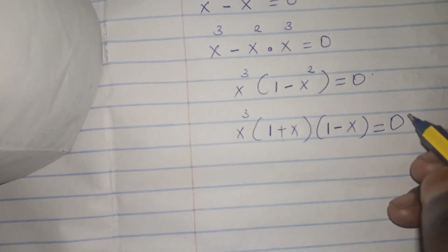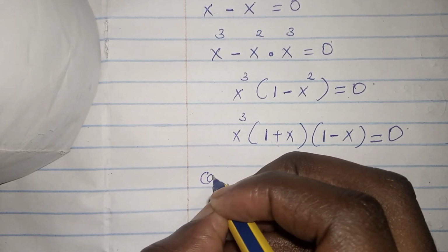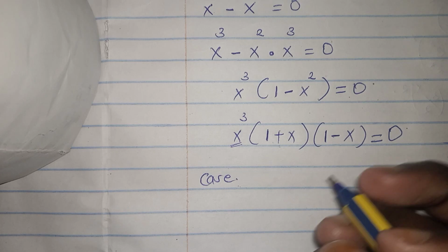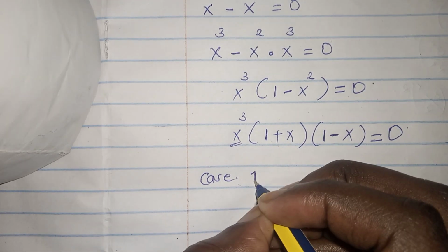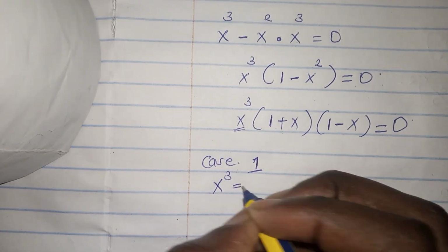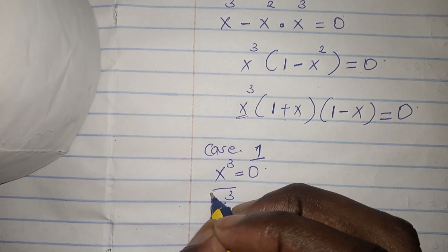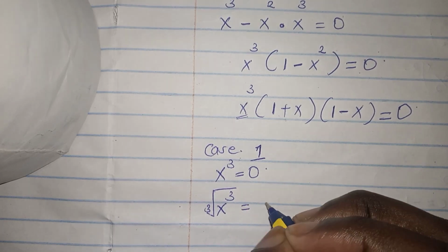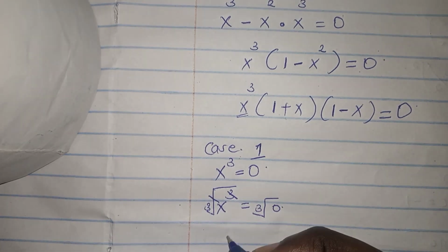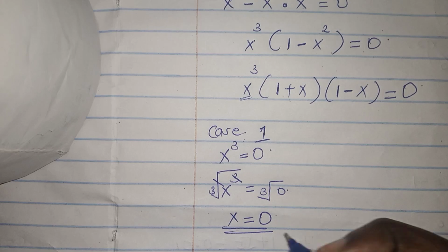So for this case here, we will have 3 scenarios. This will be our case 1, whereby we are equating x cubed with 0. So this is our scenario number 1. We are equating x cubed is equal to 0. So this x cubed, I'm going to cube root both sides, so this will cancel. X is equal to 0, our first value of x.